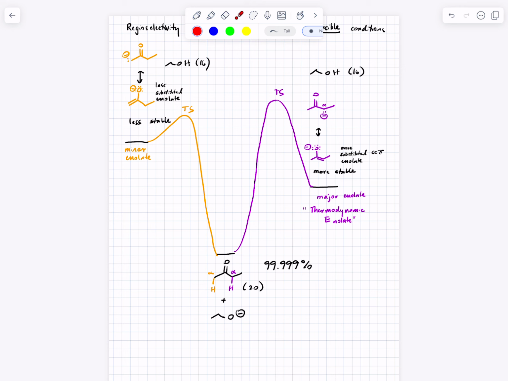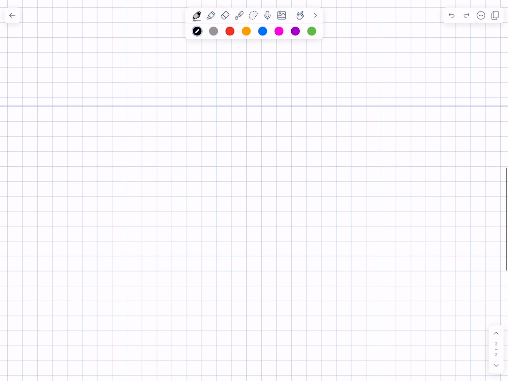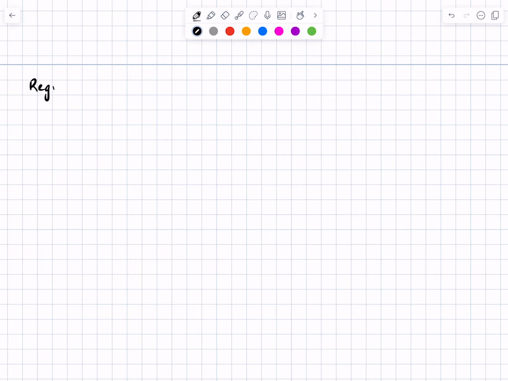Now let's change the story a little bit. Let's say that instead of using a relatively weak base relative to the pKa's of the protons, let's use a much stronger base. So we'll call this regioselective enolate formation under irreversible conditions.